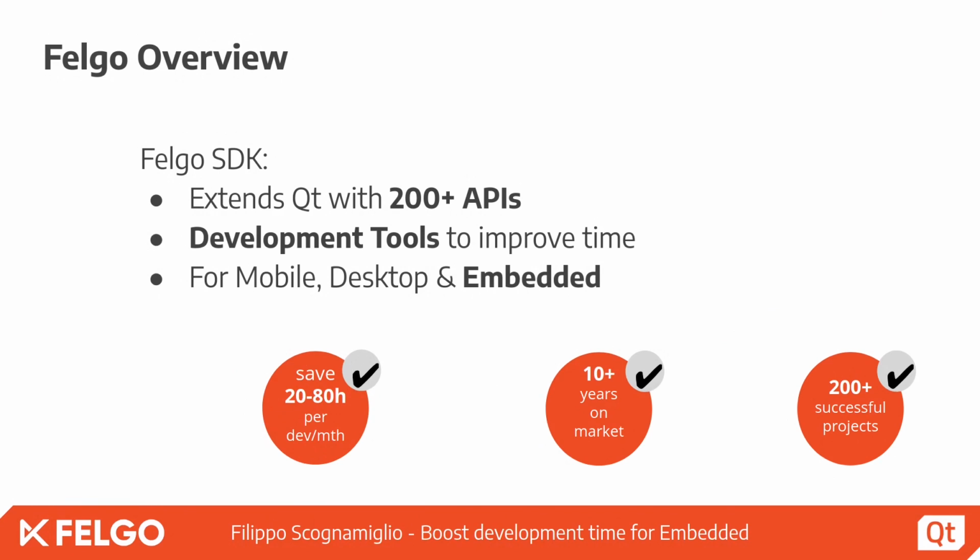Let me give you a brief overview of the Felgo SDK. The Felgo SDK extends standard Qt with more than 200 new APIs. These APIs generally implement common use patterns, so in the end, you will be able to achieve more features using less code. It also comes with many development tools which will improve your development time and speed up coding. It supports every platform that standard Qt supports, so that includes mobile, desktop, and even embedded.